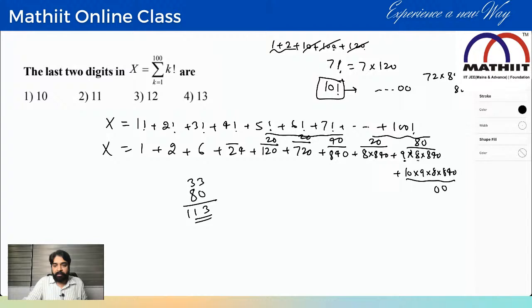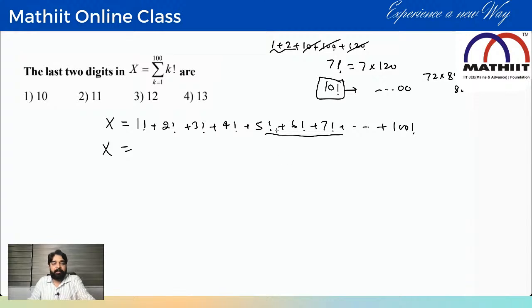Some calculation mistake maybe I can do. Okay, I will re-explain. Maybe I made some mistake in a hurry. Check it here, what exactly I'm trying to tell you. We have to get the last two digits for this number. The first thing is that 10 factorial will be what?